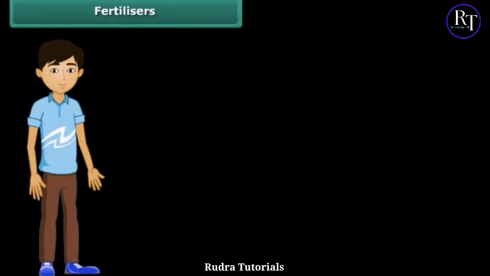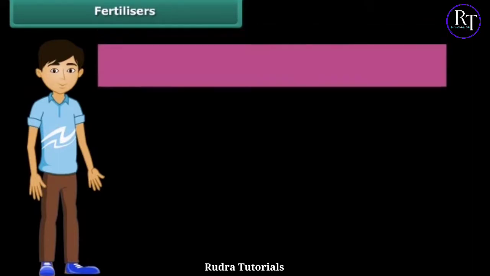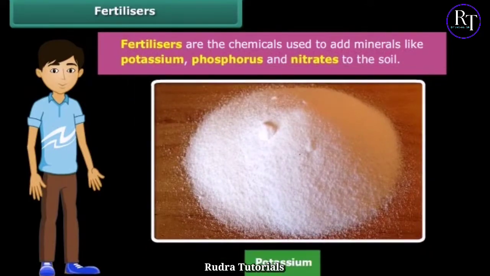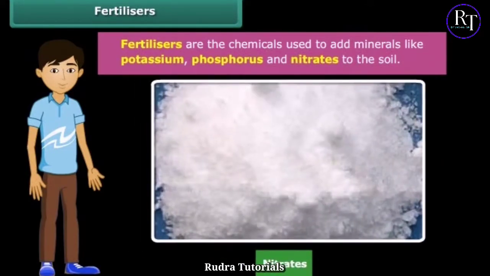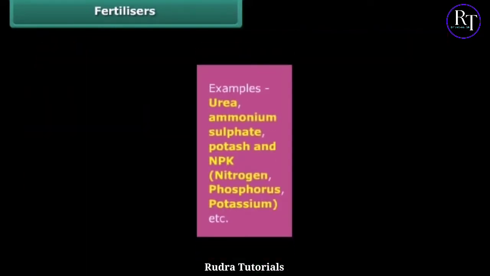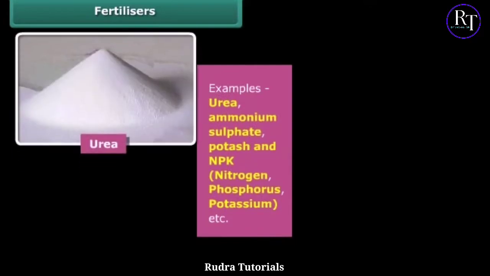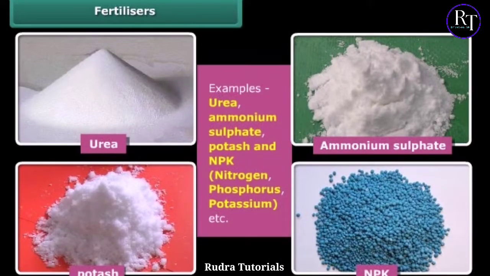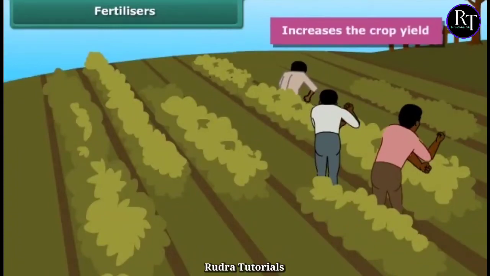Like manure, fertilizers are also used in replenishing the lost nutrients and minerals in the soil. Fertilizers are the chemicals used to add minerals like potassium, phosphorus, and nitrates to the soil. Fertilizers are produced in factories. Some examples of fertilizers are urea, ammonium sulfate, potash, and NPK, nitrogen, phosphorus, and potassium. The use of fertilizers increases the crop yield.